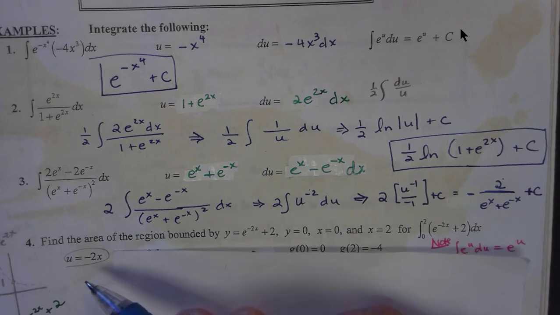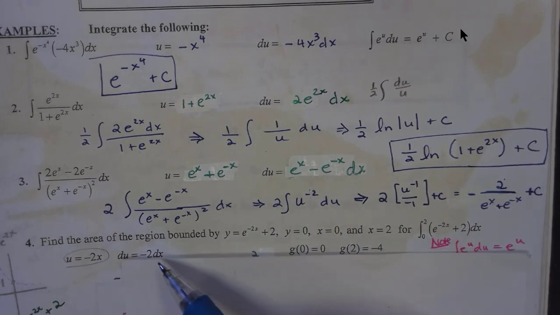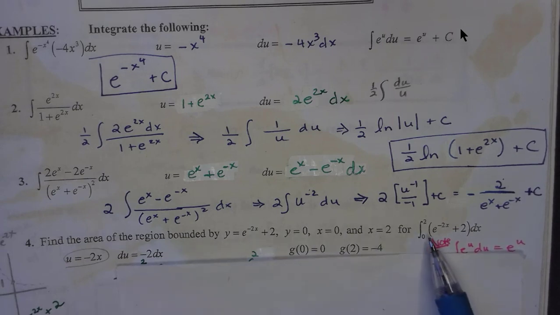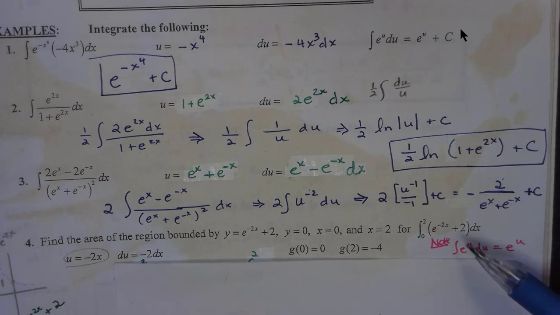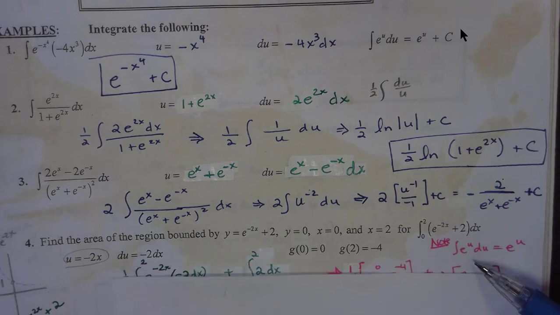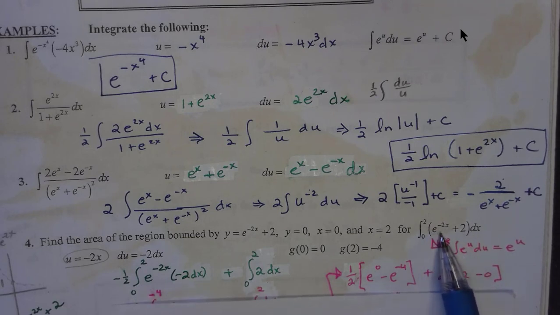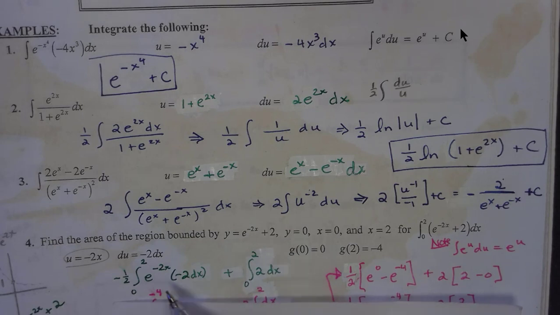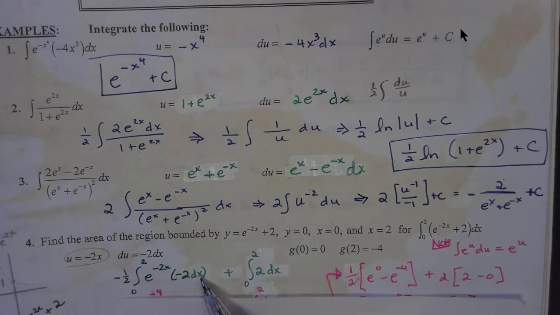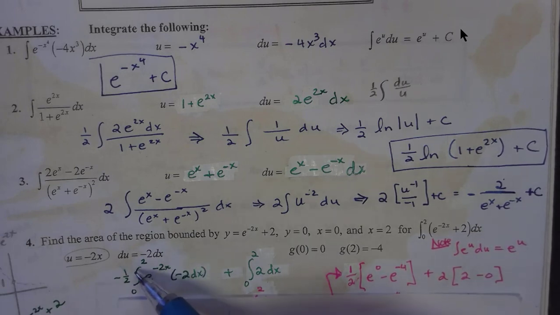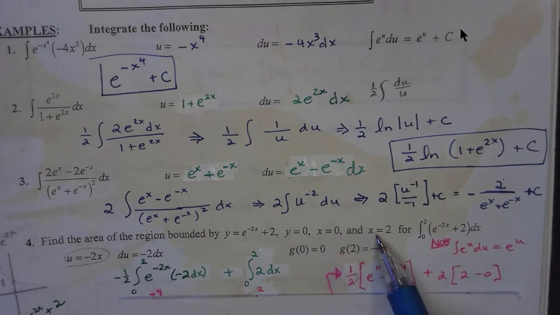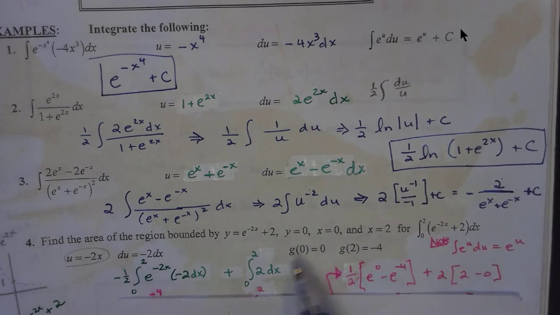So again, let's let our u be negative 2x. So our du is negative 2 dx. So notice that for this, I'm going to have to do some manipulating. I'm going to have to multiply by a negative 2 on the inside and the outside. Okay, so you can see that I'm going to divide this into two integrals. This first one, negative 1/2 e to the negative 2 times negative 2 dx. Notice how I have gotten this in the e to the u du form, but I have not used u yet. So I can keep with my old limits of integration. Plus the integral from 0 to 2 of 2 dx.